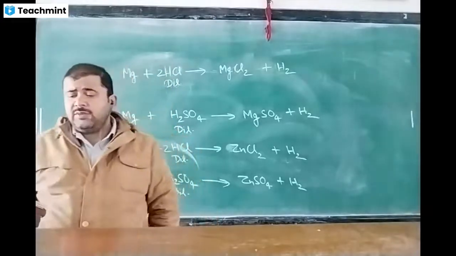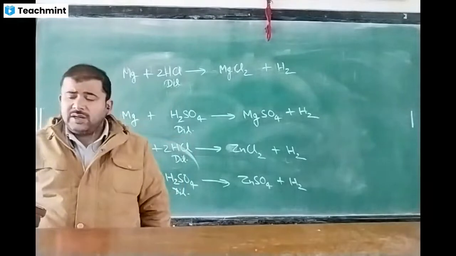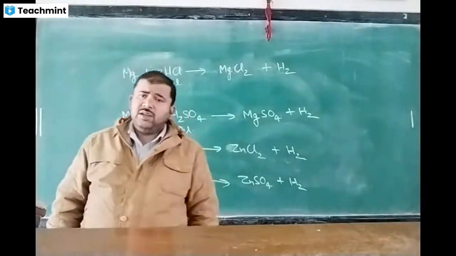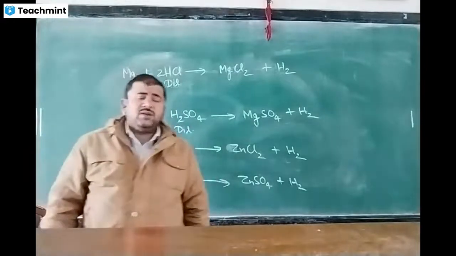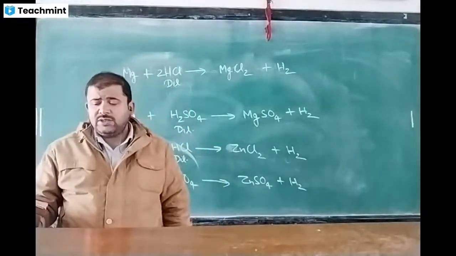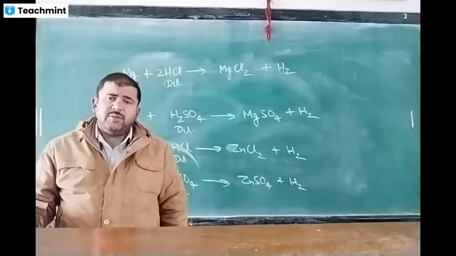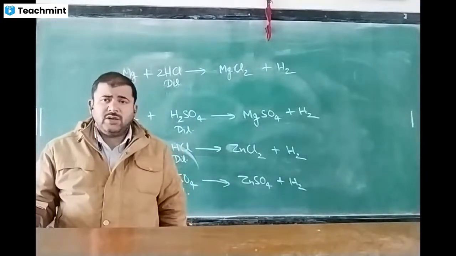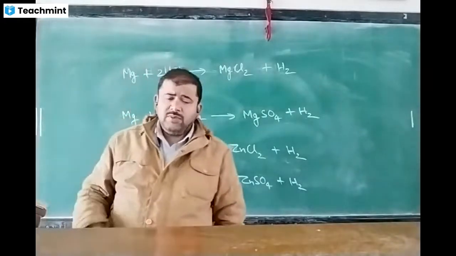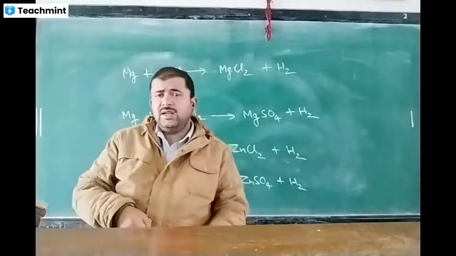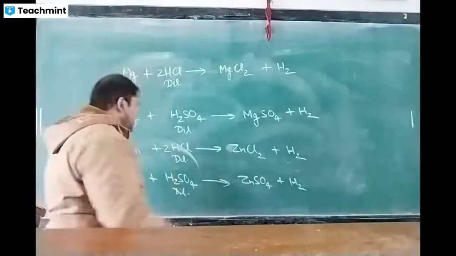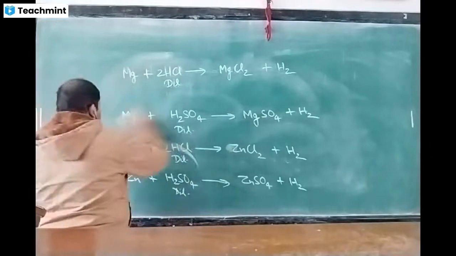After that, lead cannot be used in the preparation of hydrogen using dilute acid. Here we will not consider lead. What is the reason? In the activity series, the position of lead is above hydrogen. So lead also displaces hydrogen from the acid, but we will not consider lead. What is the reason? Because there is one problem if we consider lead.